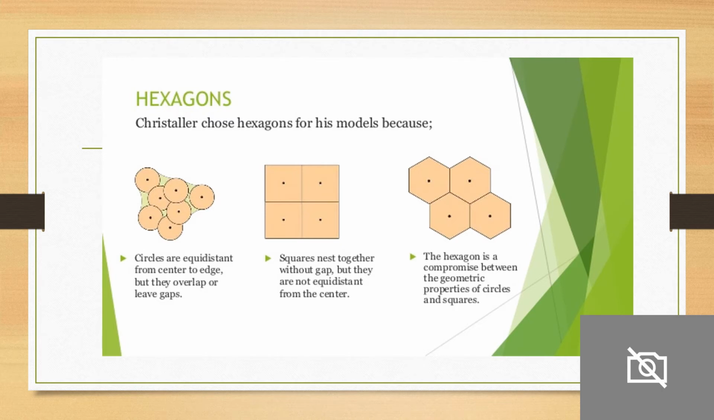Now, in the earlier theories we have discussed the hexagon model. Here also Christaller has taken up the hexagon model. Why he has discarded the circles and the squares, the reasons are given. In circles he says that there is an overlap and it leaves gaps between the areas where the population is living, and squares are also not equidistant from the center. So he decided to pick the hexagon to explain the human population.